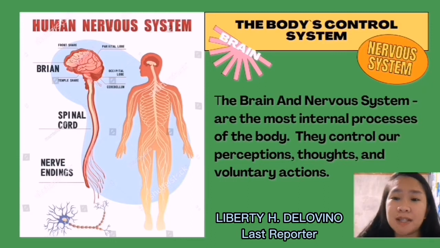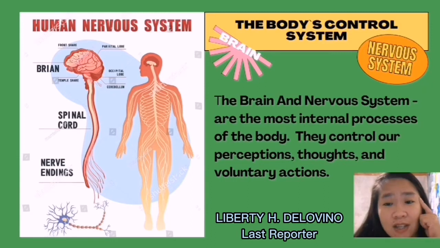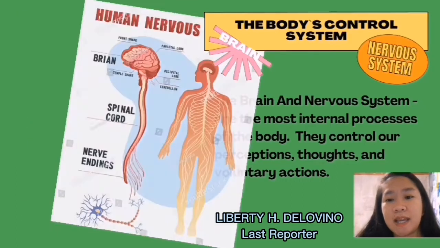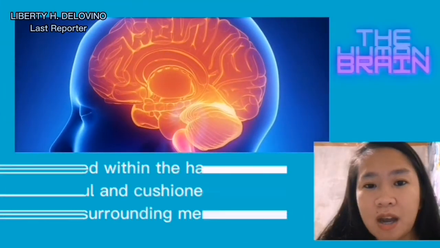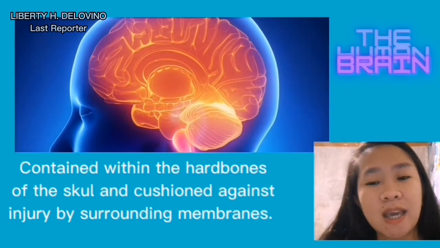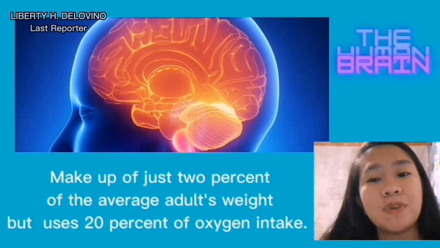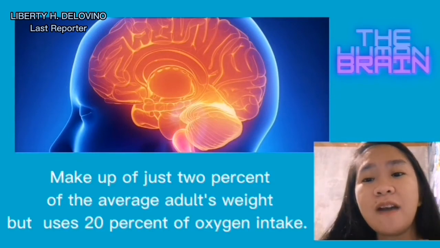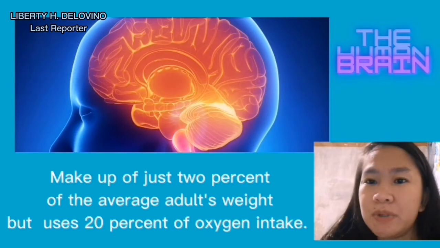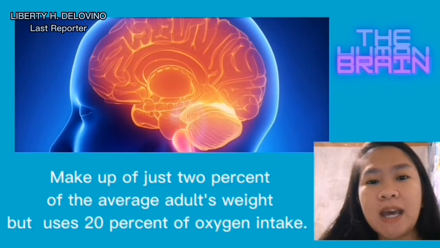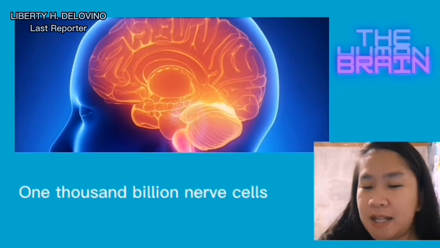The brain and nervous system control our perceptions, thoughts, and voluntary actions, and also most of the body's internal processes. The brain is contained within the hard bones of the skull and cushioned against injury by surrounding membranes. And did you know that our brain is made up of just 2% of the average adult's weight but uses 20% of oxygen intake? And the brain has about 1,000 billion nerve cells.